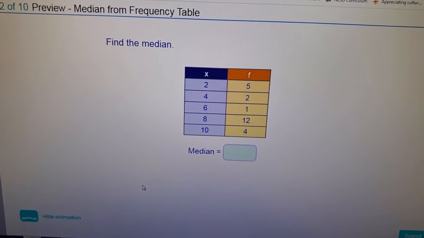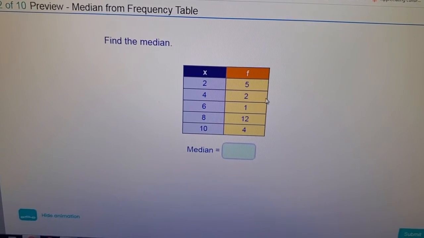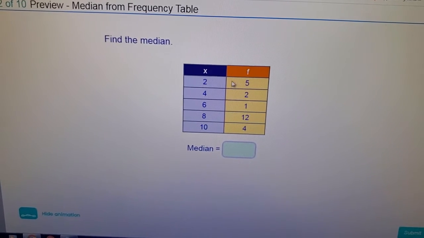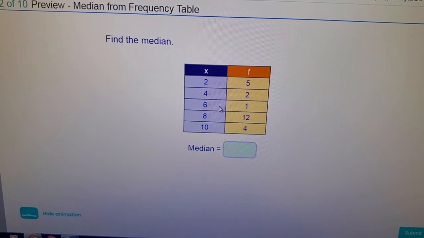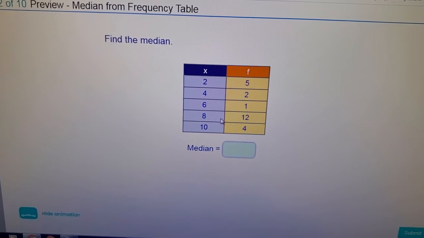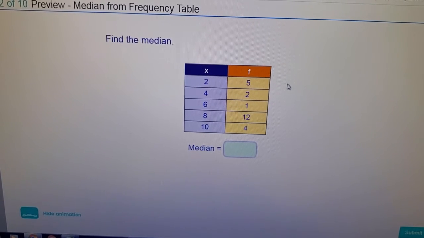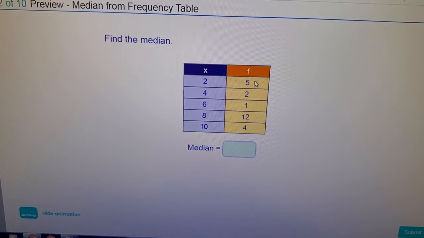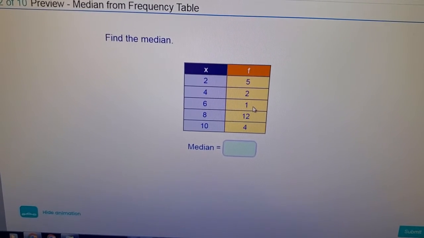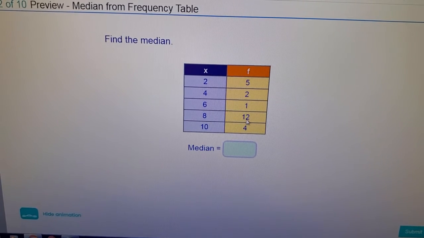All right, here's the median from the frequency table. Looking at this question, there's 5 2s, there's 2 4s, there's 1 6, there's 12 8s, and there's 4 10s. Remember, median is trying to find the middle number. So if you count from either end, you're going to find there's some sort of middle number. So if we count here, we have 5 plus 2 plus 1 is 8, and 4 plus 12 is 16. 16 is a lot bigger than 8, right?